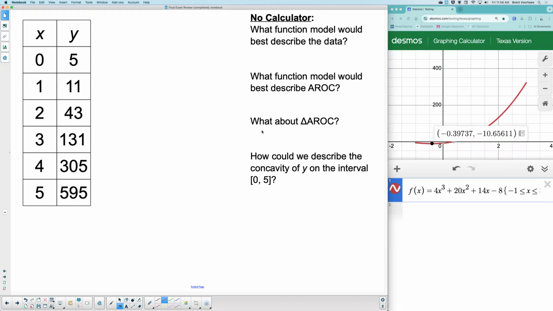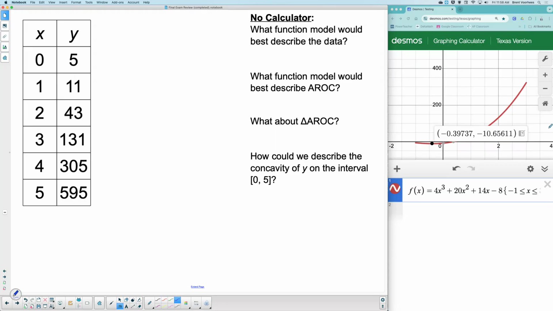All right, we're going to take a couple looks at this data set here. First, on the first slide, what we're going to look at is without the calculator. What could you determine about this without a calculator? So first, could you determine the function model? And if so, how would you determine the function model?